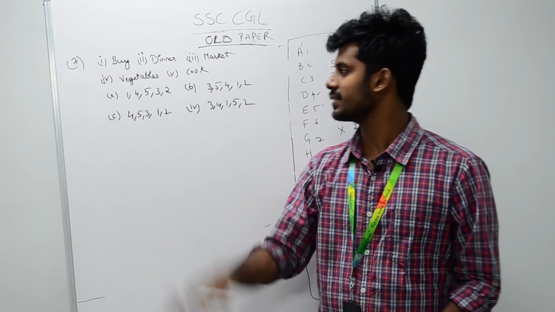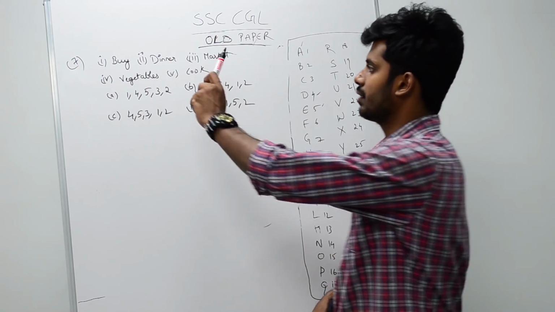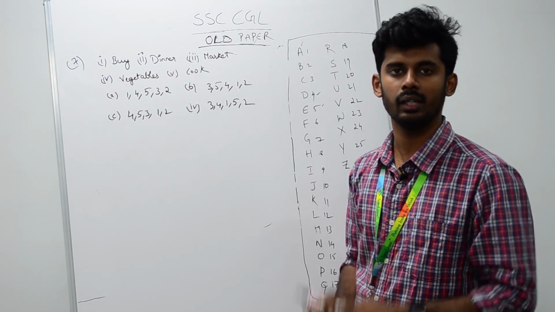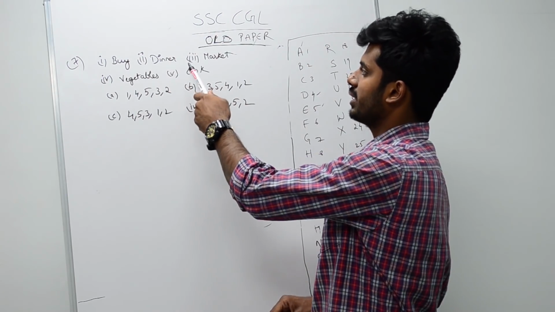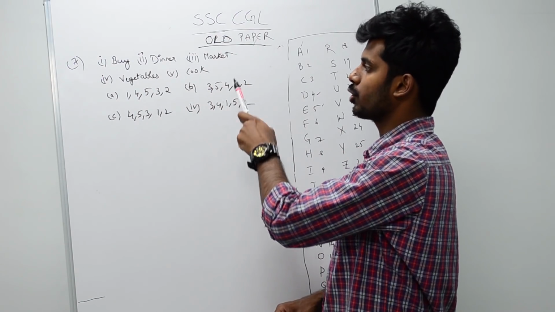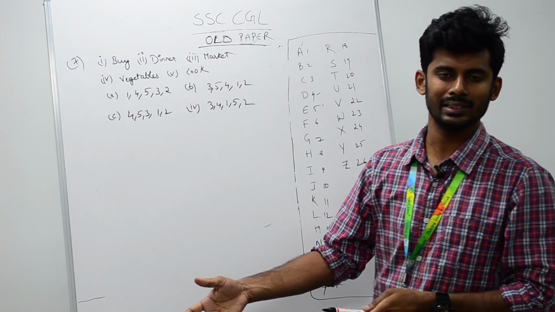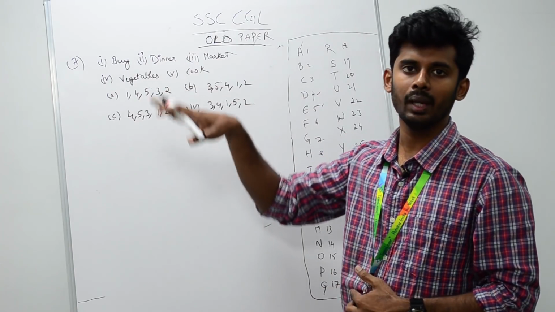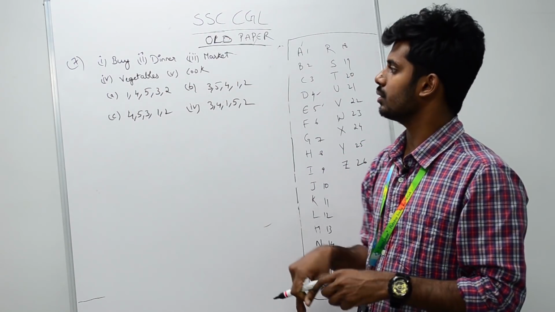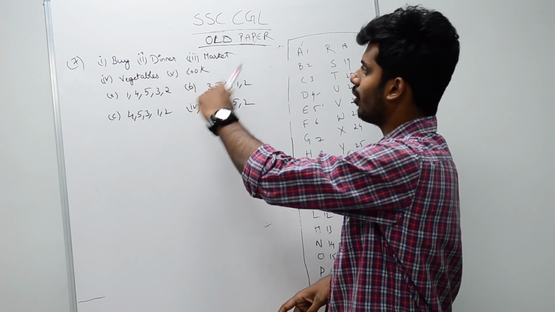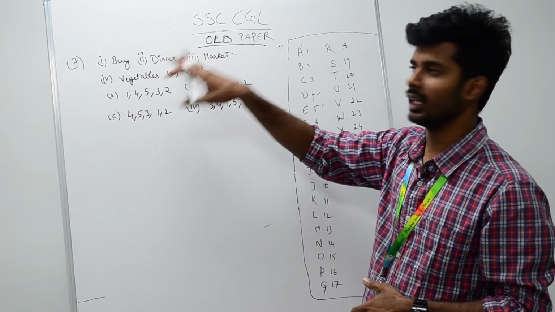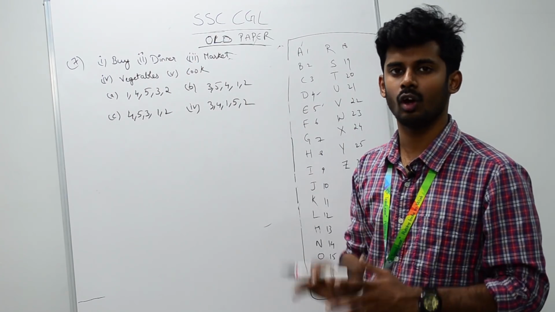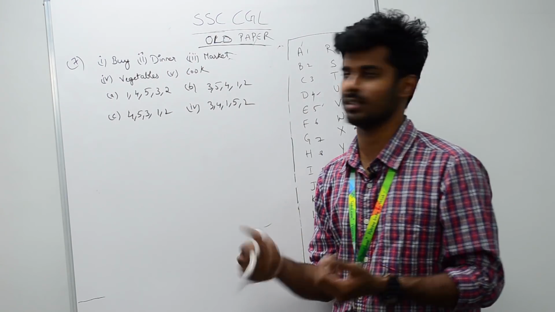So let's begin with the 7th question, and they have given 5 different words and they are asking for the pattern. Buy, dinner, market, vegetable and cook. Just don't go for the meanings and all, just see how we can make a sentence with these. If you see all these things, you can easily find out that they are in one pattern. We can solve this kind of question with just simple common sense.